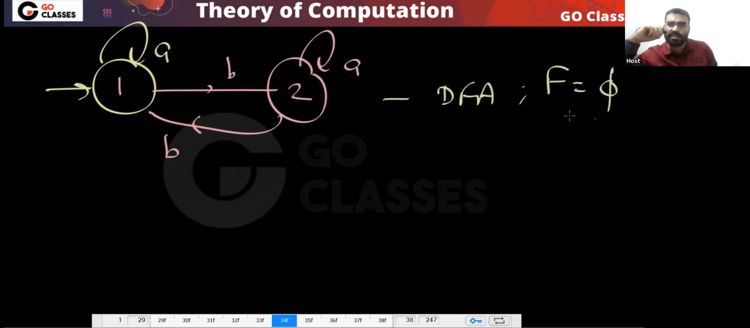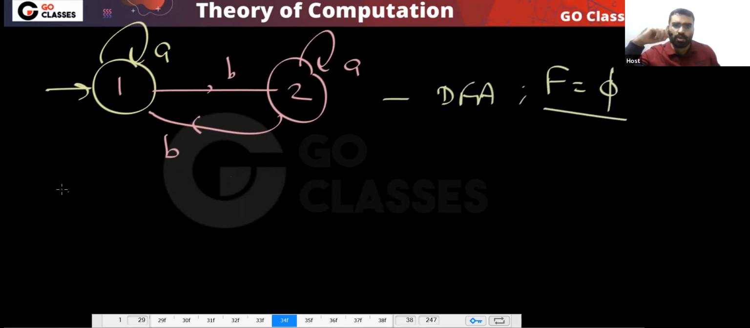For example, consider this DFA. Let me give you this DFA. So this is your DFA, with inputs A, B. This is state 1, state 2. There is no final state here. This is a DFA without a final state, and you can notice the set of final states is empty.